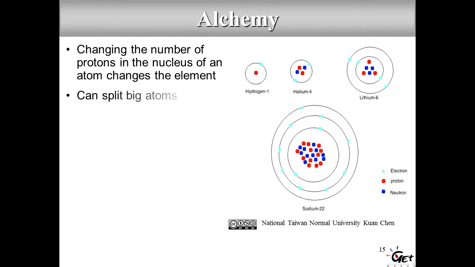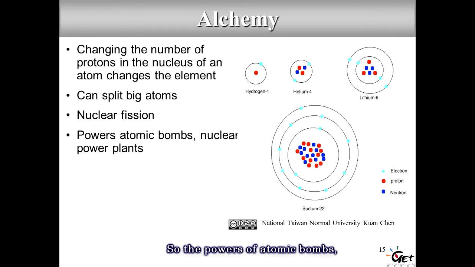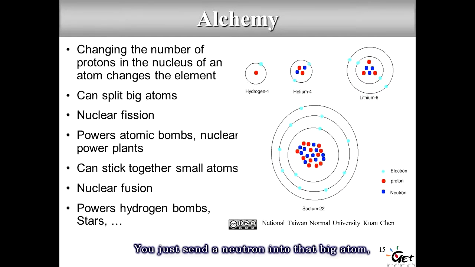So what we can do is take this big atom and cut it into two. You cut it into pieces and you end up with 2 smaller atoms. This is what we call nuclear fission. So the power of atomic bombs, nuclear power plants, etc., is fed that way. You just send a neutron into that big atom, a very fast neutron, and it breaks the nucleus of the atom into pieces, and in the same way you produce another neutron and a lot of energy. That's why it's very energetic. That's why we use it to produce energy.